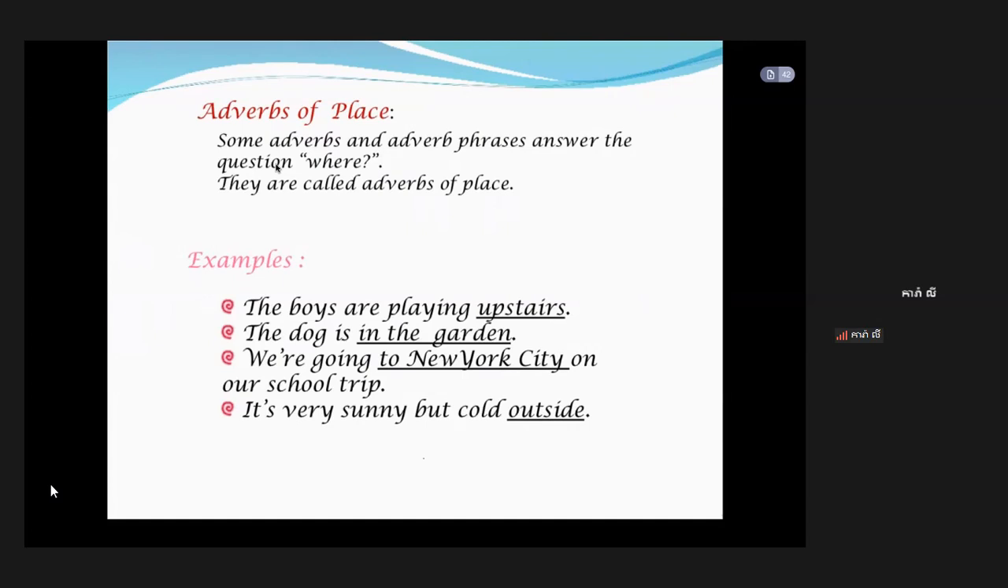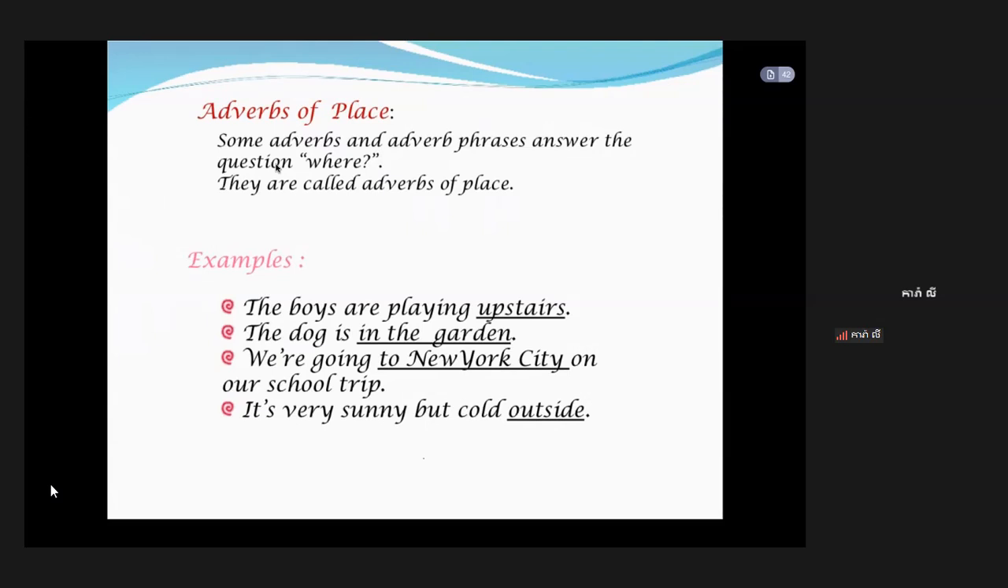All right, so let's look at these examples. The boys are playing upstairs. The dog is in the garden. We are going to New York City on our school trip. And it's very sunny but cold outside. Okay, so these are adverbs of place.